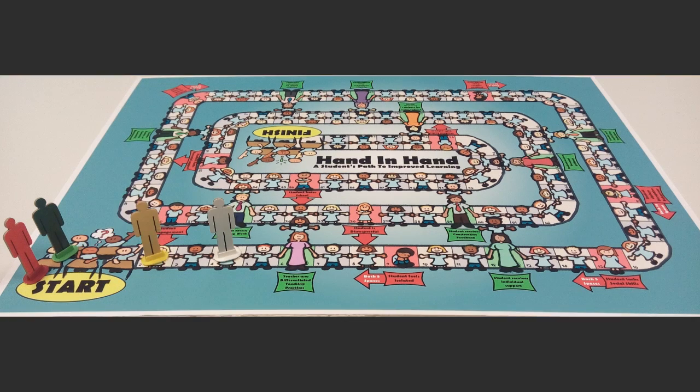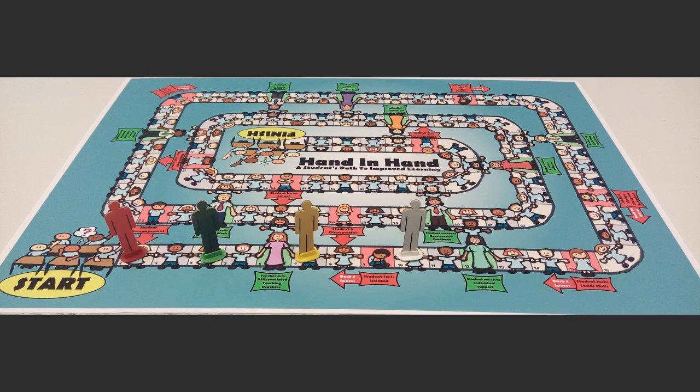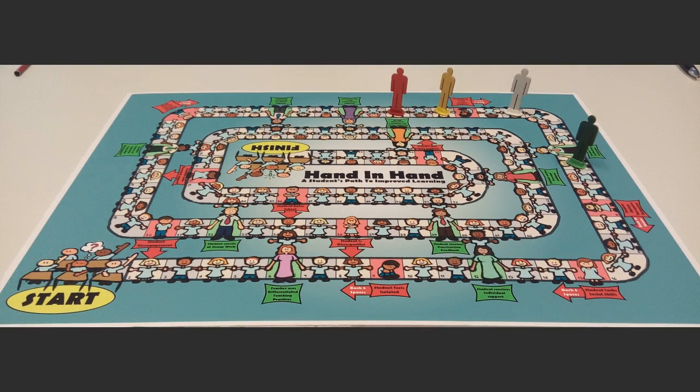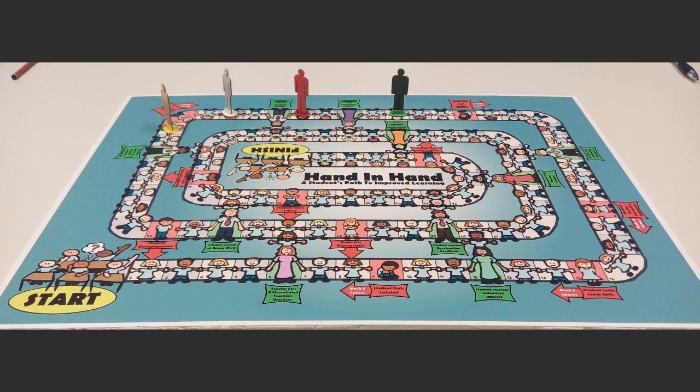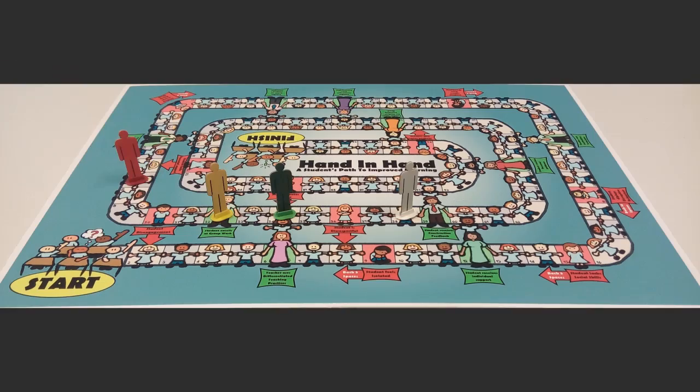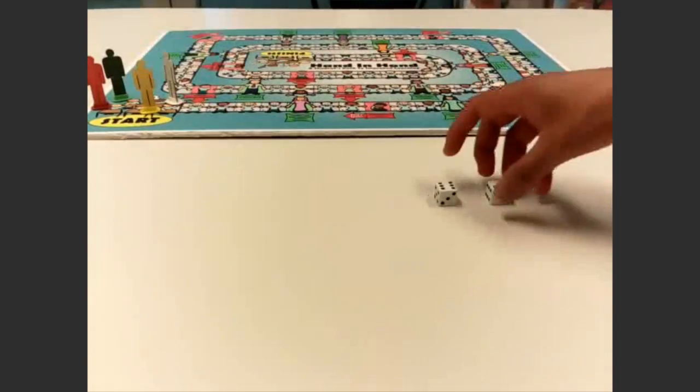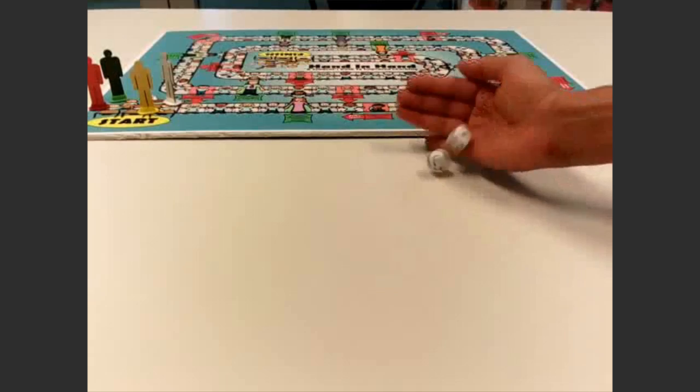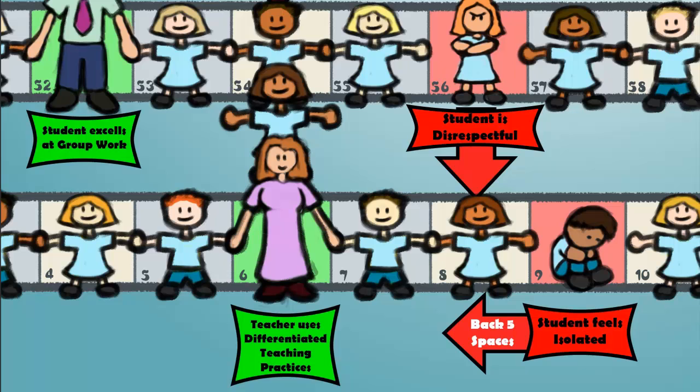Once players have determined the SES background of their students, they can then commence play. Remember, higher SES students go first. Roll the 2 dice to determine the number of spaces to be moved by the student on their journey to improved learning. As players progress along the path, their student may encounter red squares and/or green squares.